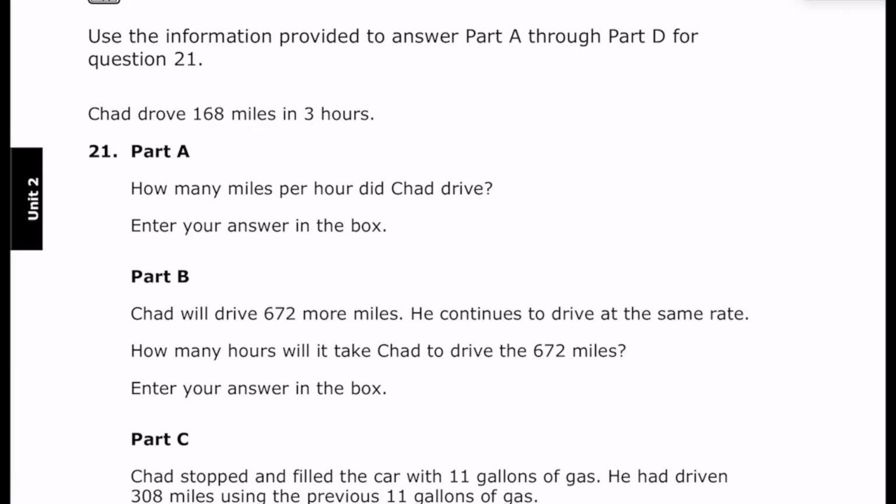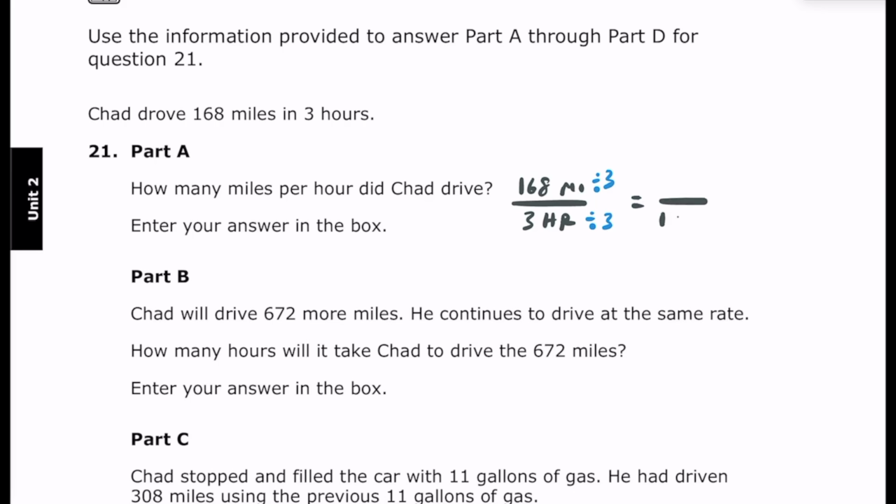So let's see here. We can go ahead and write our rate here of 168 miles, and that is done in 3 hours. This is not an open-ended question, it's not a multiple choice, and it's not an explain kind of problem. But if you want to find out the miles per hour, that's going to be a unit rate, so that's per 1. So let's go ahead and divide top and bottom here by 3.